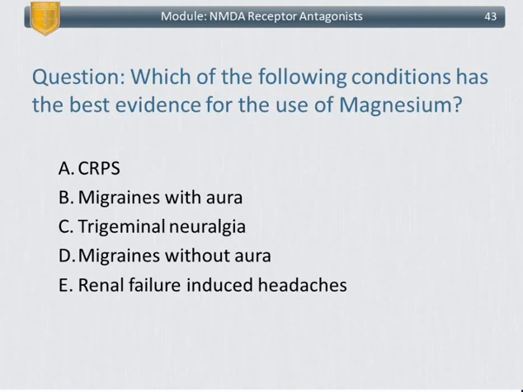Okay, question for you. Which of the following conditions has the best evidence for the use of magnesium? A, CRPS. B, migraines with aura. C, trigeminal neuralgia. D, migraines without aura. E, renal failure-induced headaches. The answer is migraines with aura.